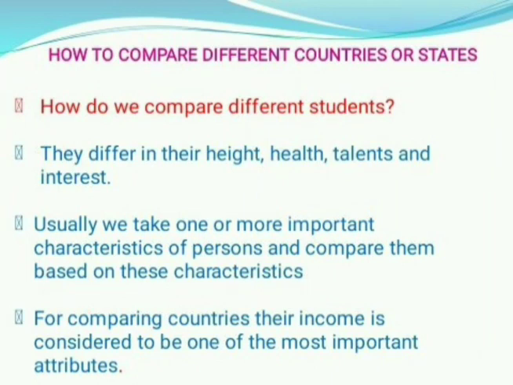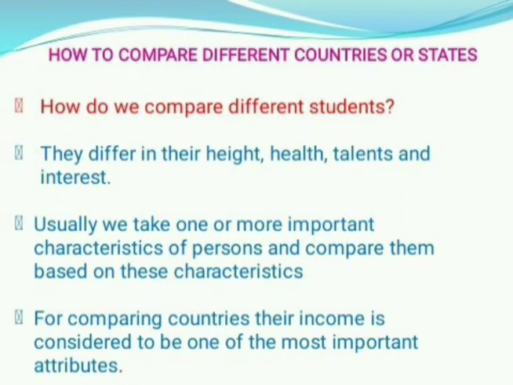Before going to that, how do we compare different students? They differ in their height, health, talents and interest. The healthiest student may not be the most studious one. The most intelligent student may not be the friendliest one. We use different criteria to choose a sports team, debate team and music team. Usually, we take one or more important characteristics of persons and compare them based on these characteristics.